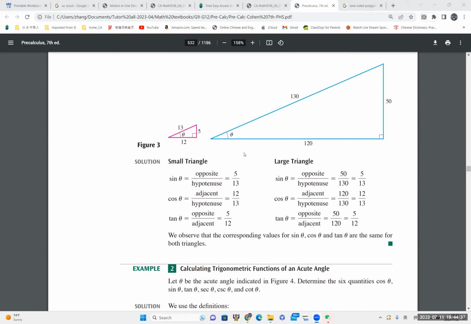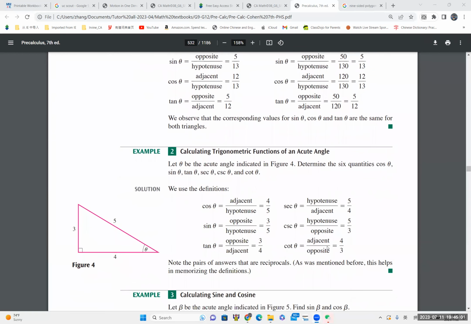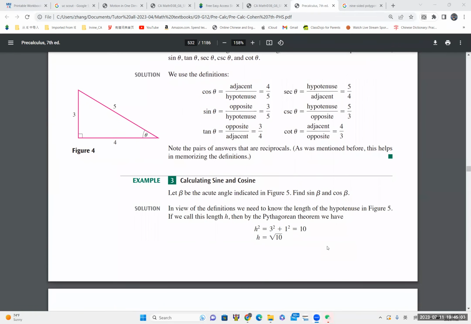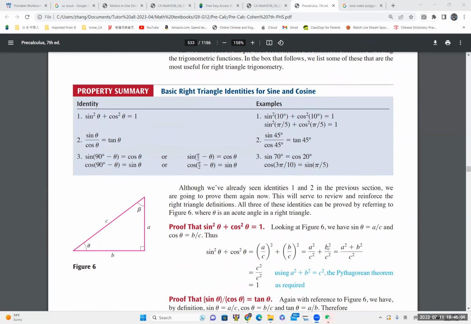Here basically means either triangle we use. If they have the same shape, it means they are similar. Then suppose the theta has the same trigonometric ratios. Okay, still some basic things.